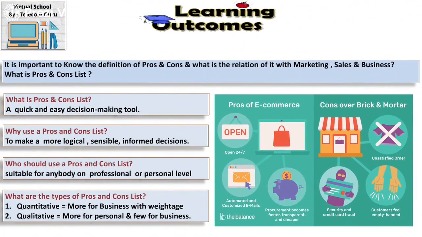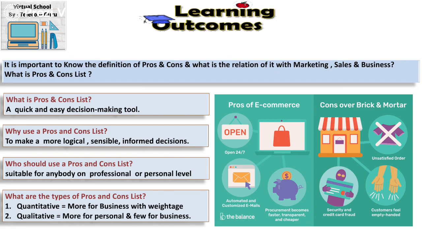So what is the importance, and why should we know the definition of pros and cons, and what is its relation with marketing, sales and business? Because when you go into marketing, sales, commercial, even finance, even if you are going to be a software engineer, the pros and cons chart is something used by everyone: business people, commercial people, scientists, IT people, and even on a personal level. But we are talking purely from a commercial and business perspective, for technical or non-technical people.